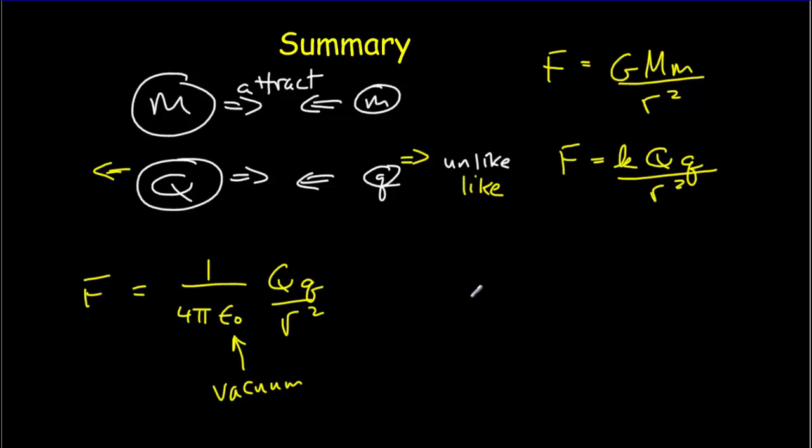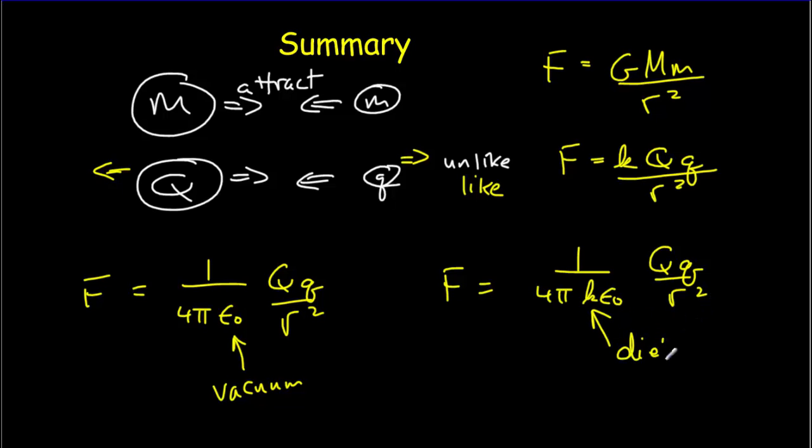If you're in some other substance, then the force would be equal to 1 all over 4 pi k times epsilon 0 times the product of the charges all over the distance squared. This k here would be called the dielectric constant, also called the relative permittivity, and that k is always going to be greater than or equal to 1.